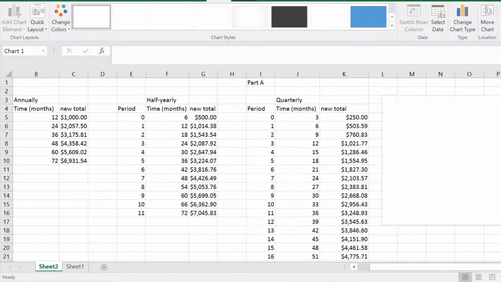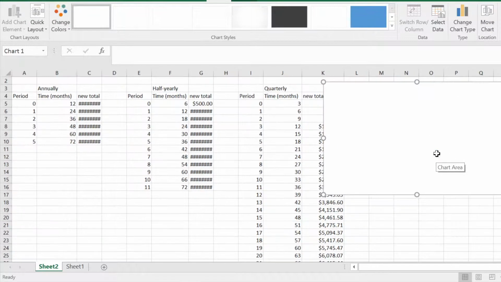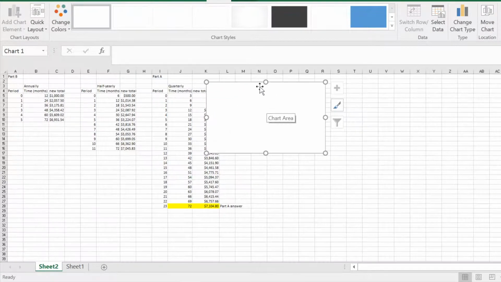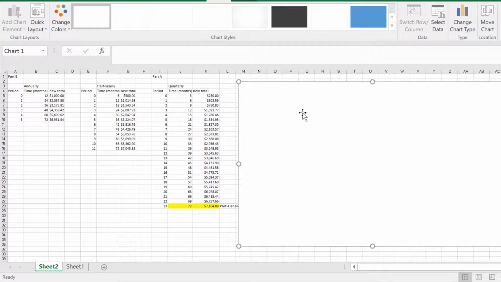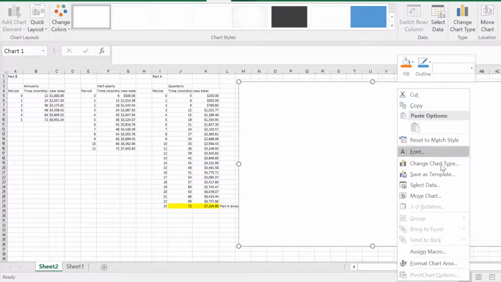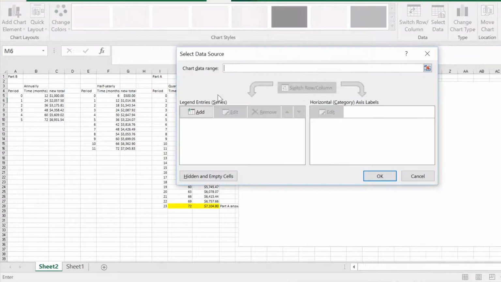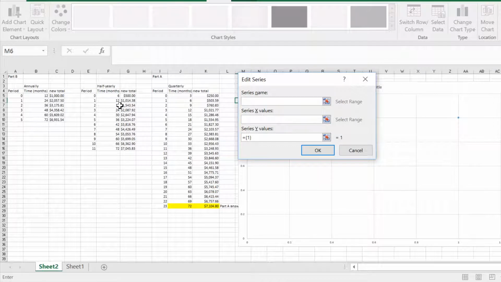Now, obviously this is a blank slate. Just going to zoom out for a second just to get all of this in frame, and I'll make this a little bit bigger so we can see it. Now, I'm going to right click on this and we're going to go to select data. Now, there's a few series that we're going to add here. First one, let's add annually first.